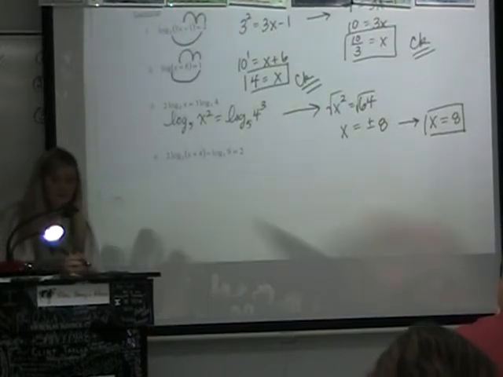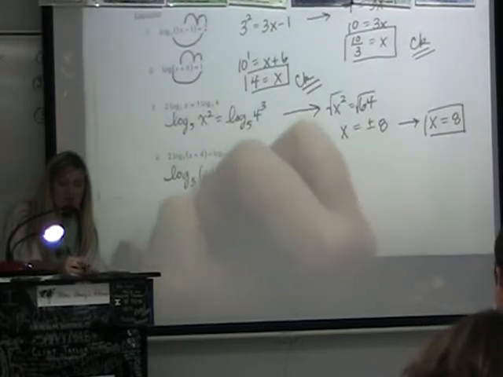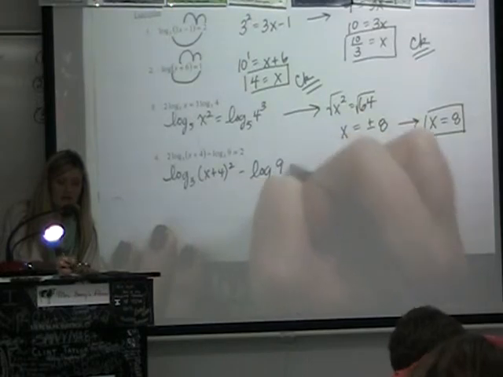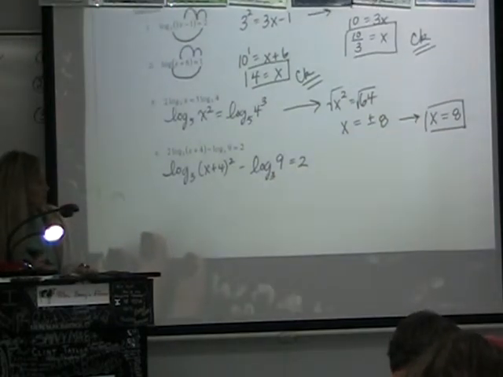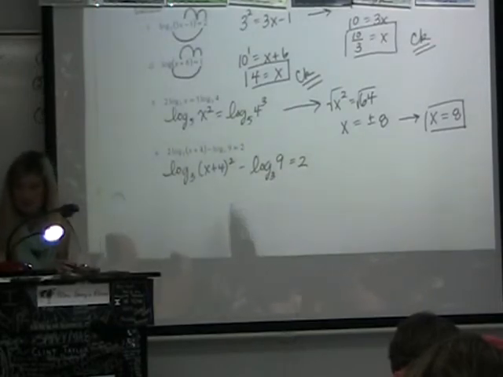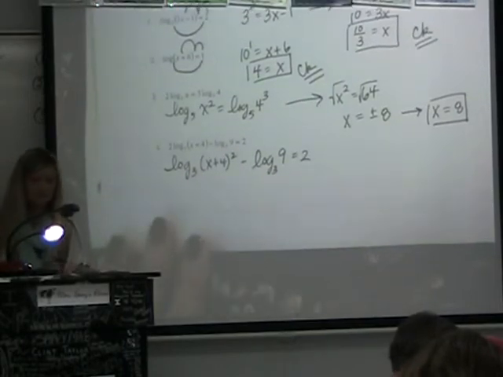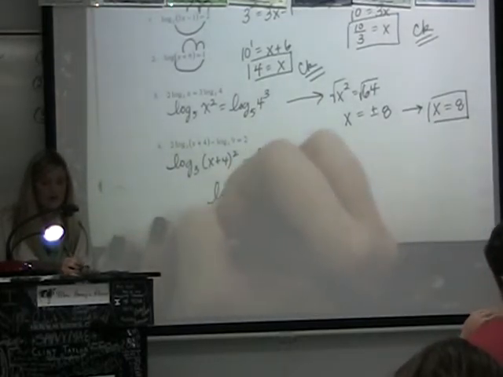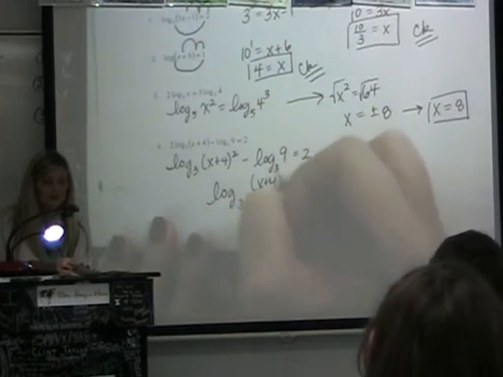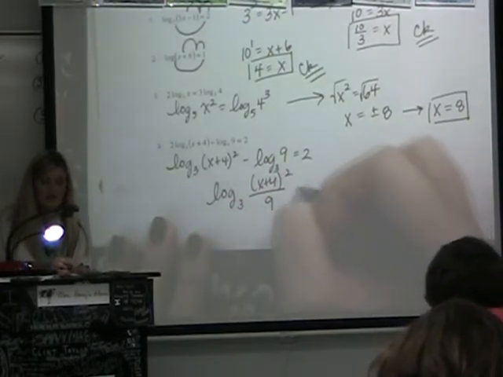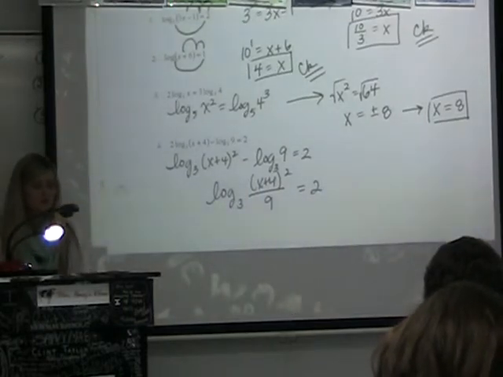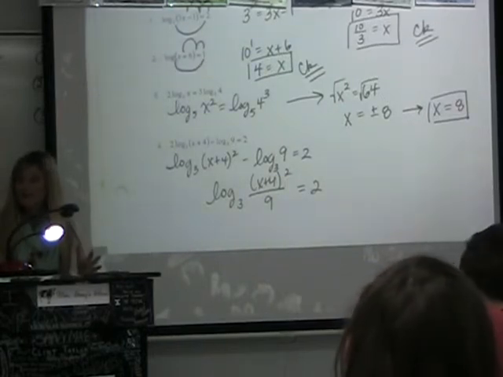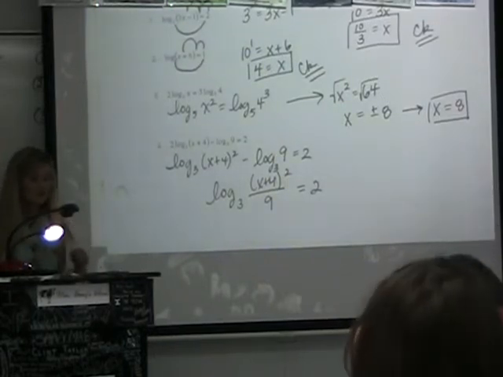Condensing, good. So the first thing I'm going to do on 4 is write it as log base 3 of (x plus 4) squared minus log base 3 of 9 equals 2. Now some of you can skip that step, and that's great. You don't have to write down every single step. Now we can go from subtraction to division and write log base 3 of (x plus 4) squared over 9 equals 2. That was just step 1, getting the logarithm by itself. We had to do some work to get a logarithm by itself.